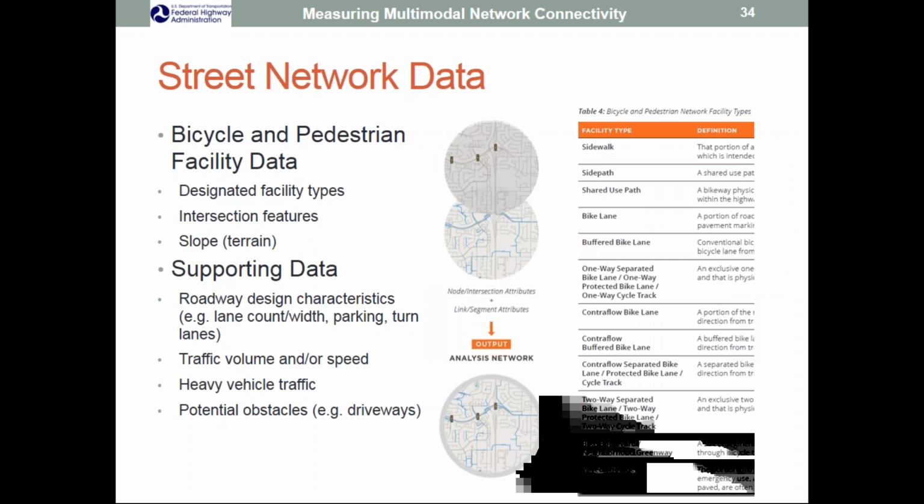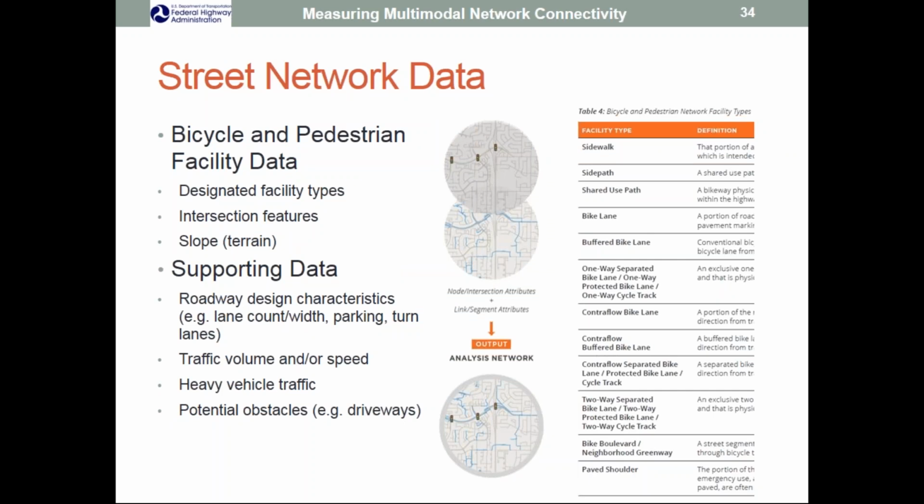So assembling the street network data consists of 2 categories. The first is bicycle and pedestrian facility data. And that consists of both your designated facilities and the guidebook. You see a snippet of a table there where we've done our best to help agencies define the range of facility types that might exist for bicycling and walking. Also, those intersection features are really important and less likely to be captured in existing data sets. And then things like slope.